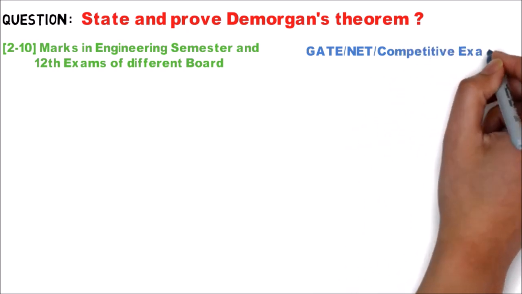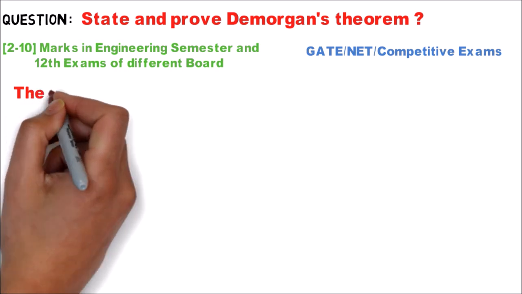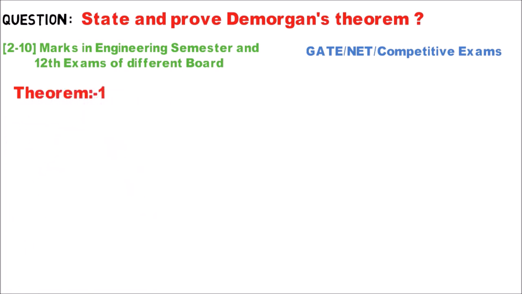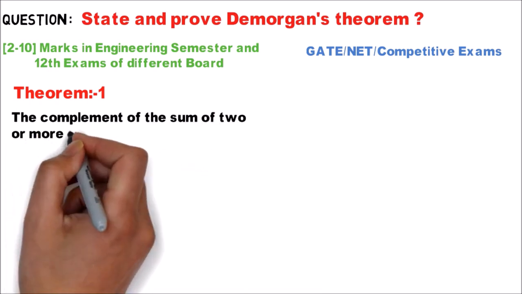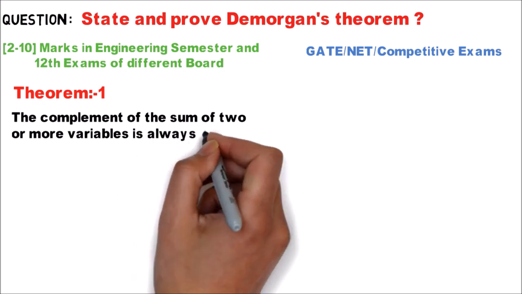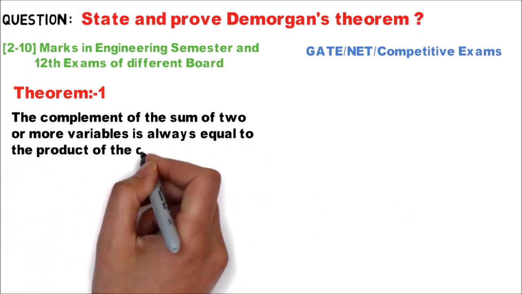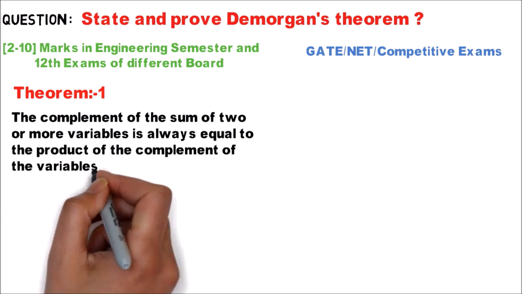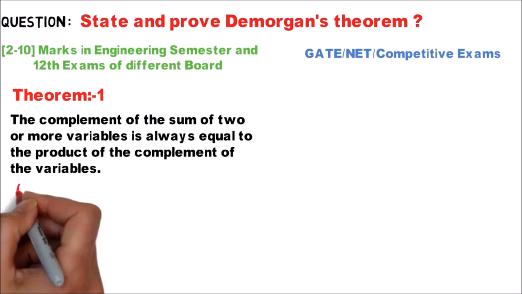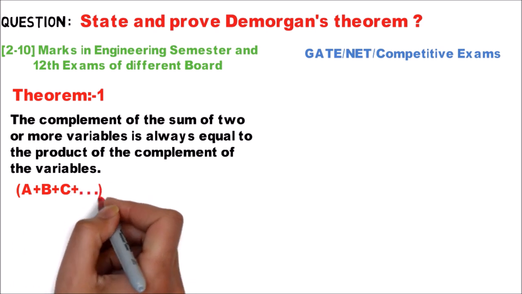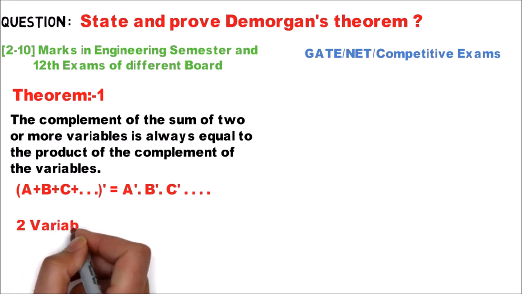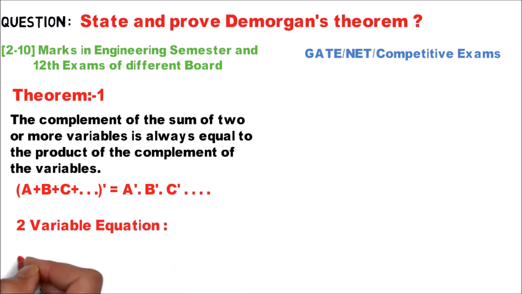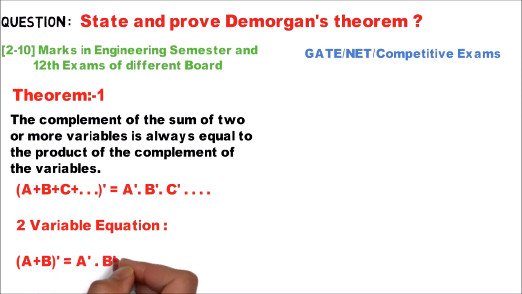Now De Morgan has two theorems. The first theorem, theorem 1, states that the complement of the sum of two or more variables is always equal to the product of the complement of the variables. Mathematically, (A + B + C) complement is always equal to A complement dot B complement dot C complement. And if you take a two variable equation, it can be written as (A + B) complement is equal to A complement dot B complement.